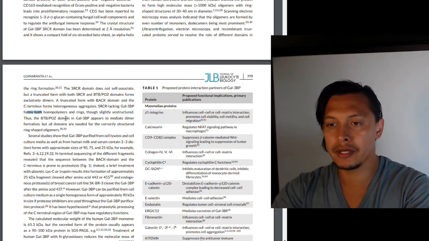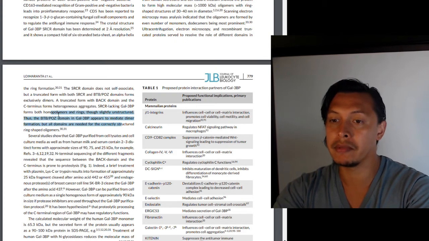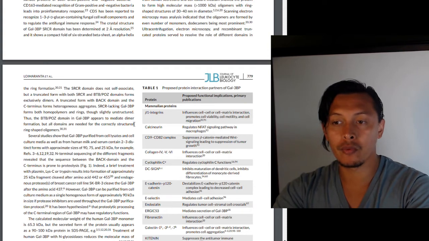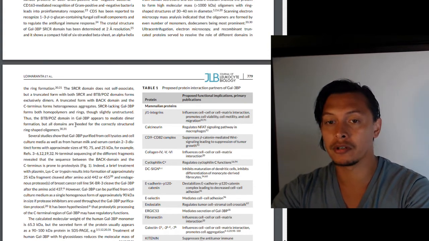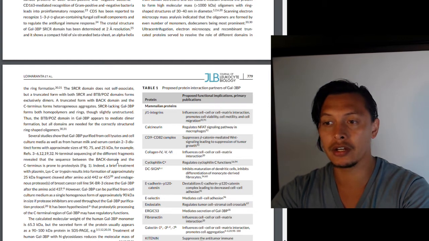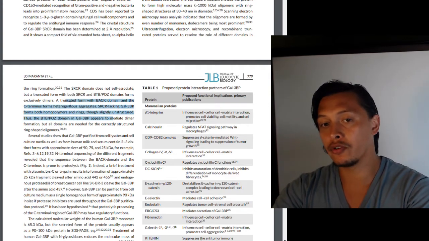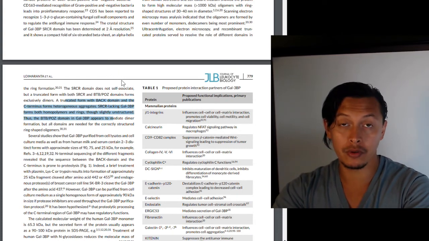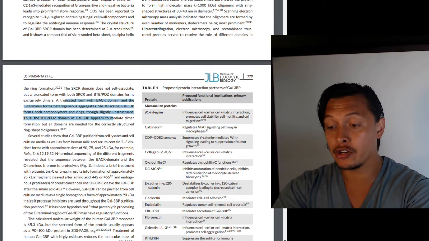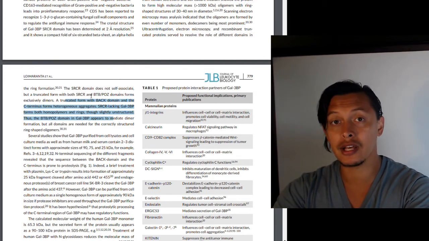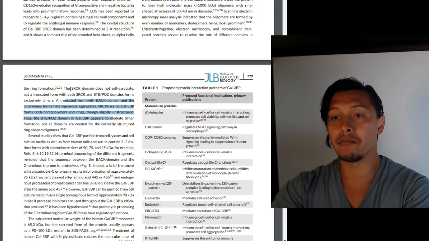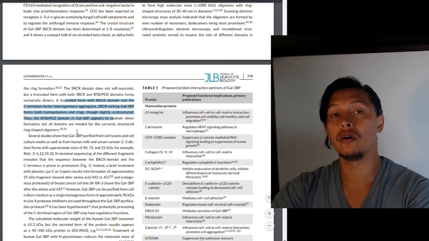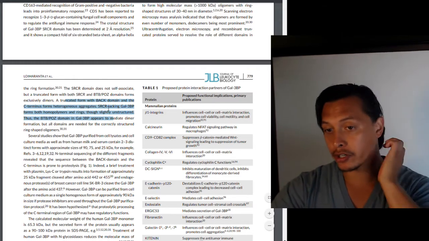Thus, the BTB/POZ domain of the Galectin-3 binding protein appears to mediate dimer formation, but all domains are needed for the correctly structured ring-shaped oligomers. So everything is playing a role in this particular protein to form these dodecamers. Now, granted, there are a lot of proteins that form polymers, and you can remove entire domains from those proteins and they will still form their polymers, but this is not one of those proteins. This is one of the proteins that requires all of its domains to properly form these ring-shaped structures.